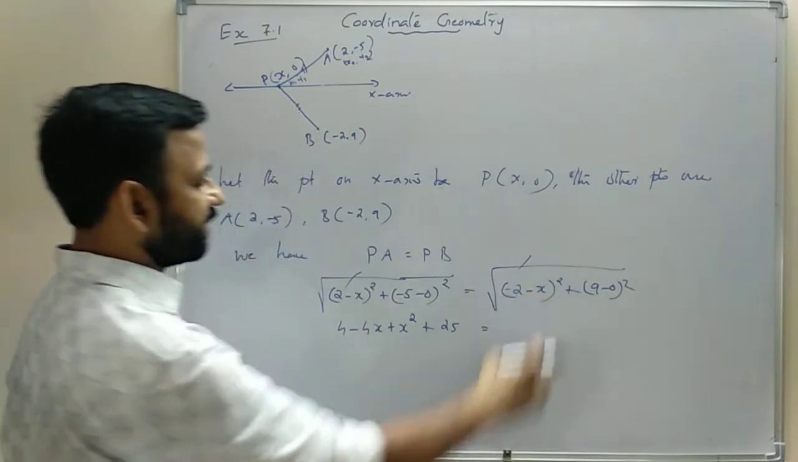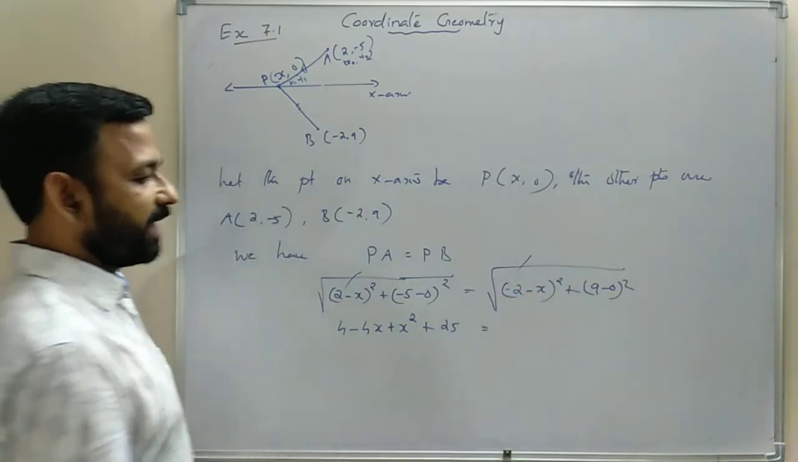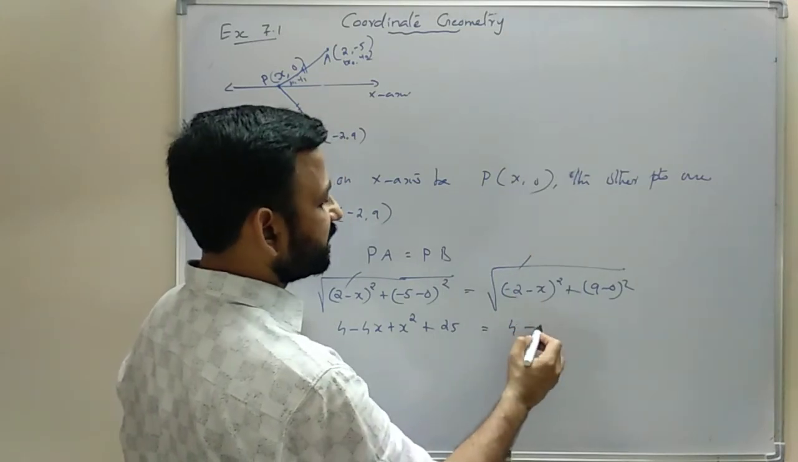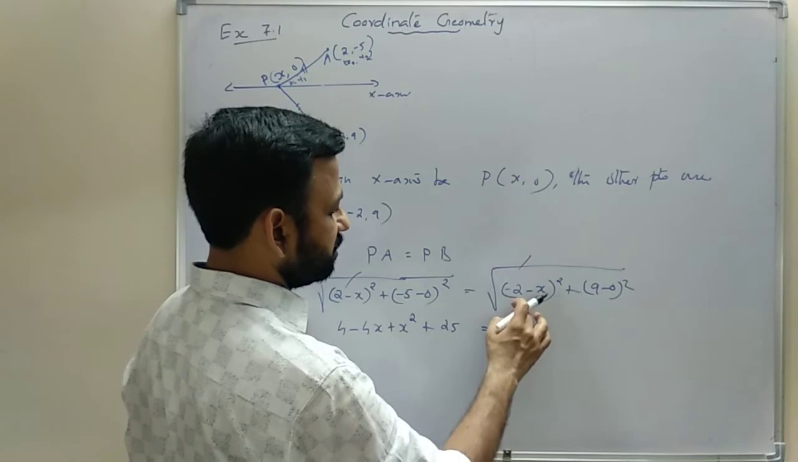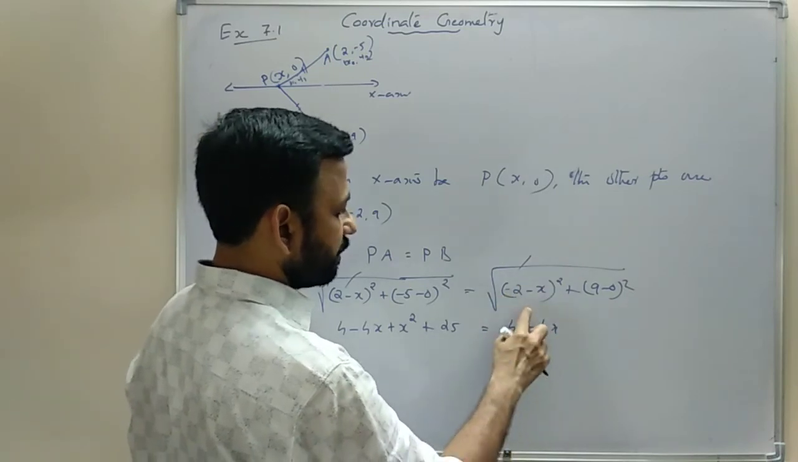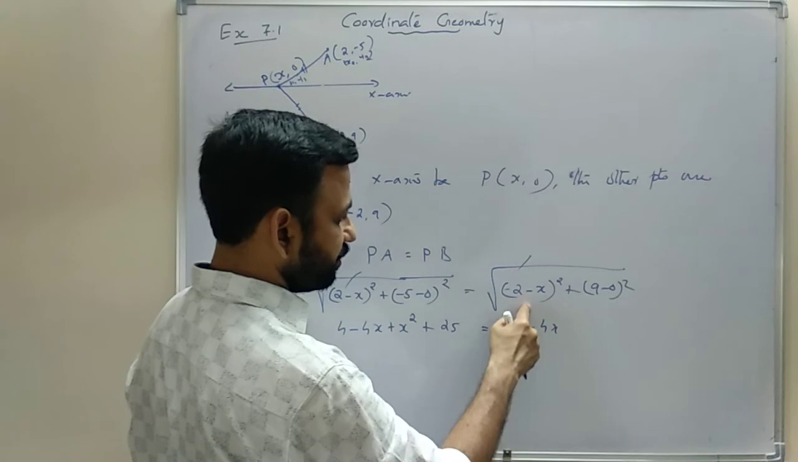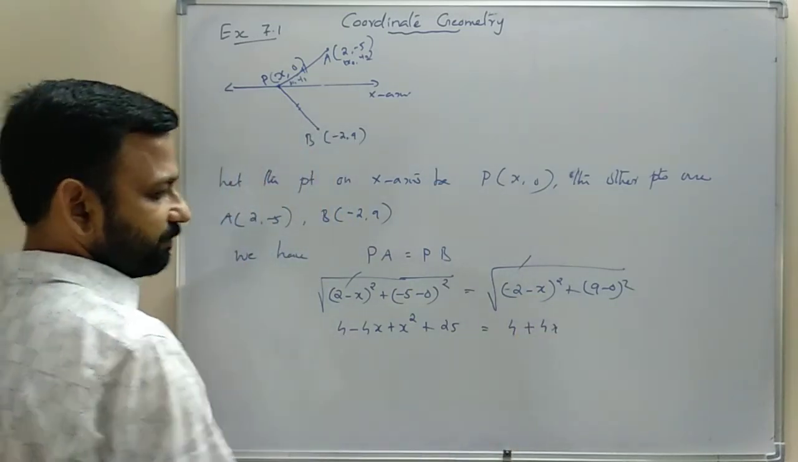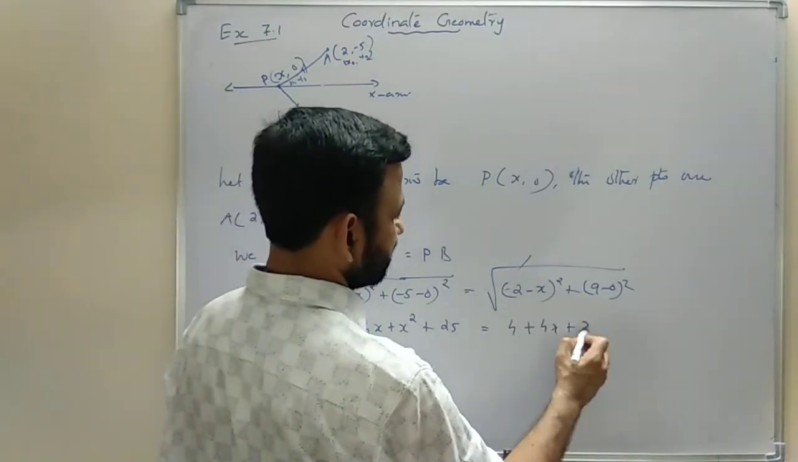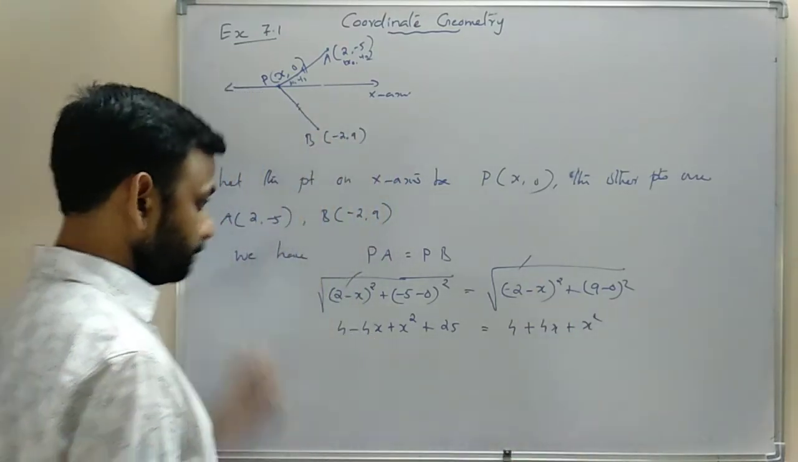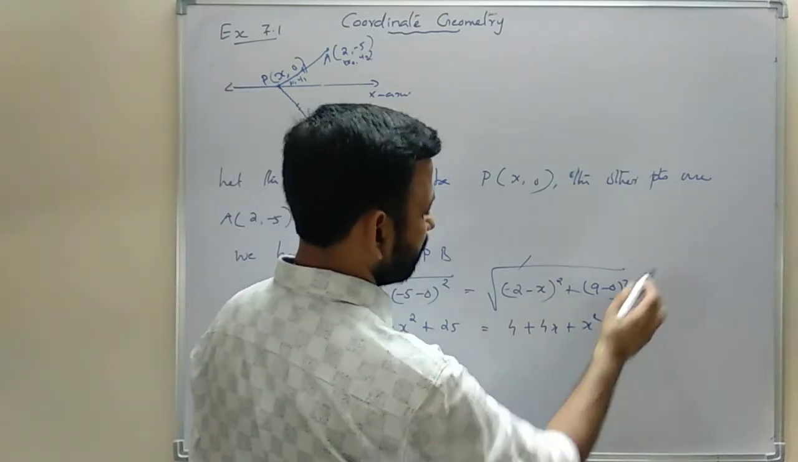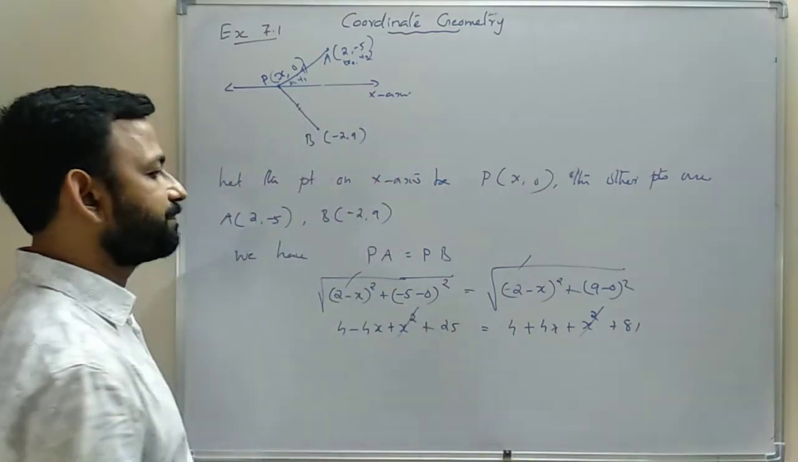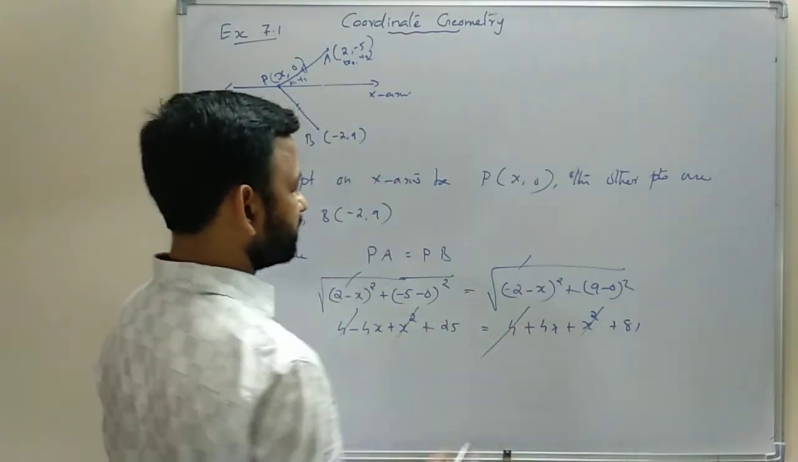And again here also we can apply the identity. Minus 2 minus x whole square: minus 2 square is 4, then minus 2ab, that is minus 2 into minus 2 into minus x, that is 4x, plus minus x whole square, that is x square. Then 9 minus 0 whole square, that is 9 square, that is 81. So here on both the sides we have x square cancelled, and we have 4 on both sides cancelled.